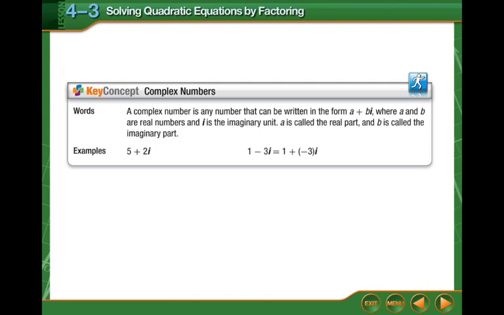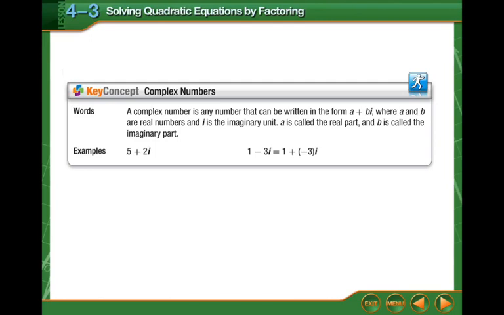So complex numbers, again, take real numbers and imaginary numbers and put them together. That's why they're complex. They have parts that are both. So 5 plus 2i there is an example of a complex number. And then the 1 minus 3i equal to 1 plus negative 3i. They're all the same idea.